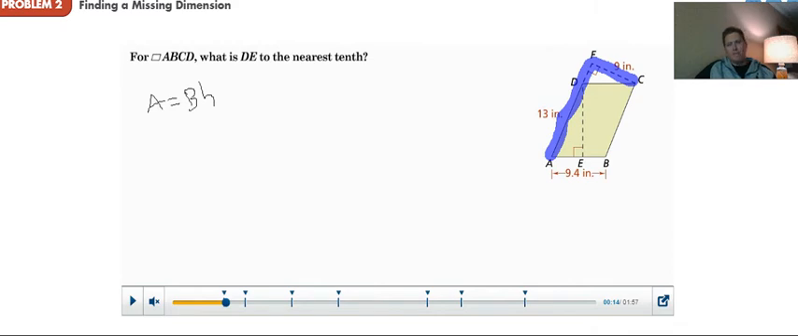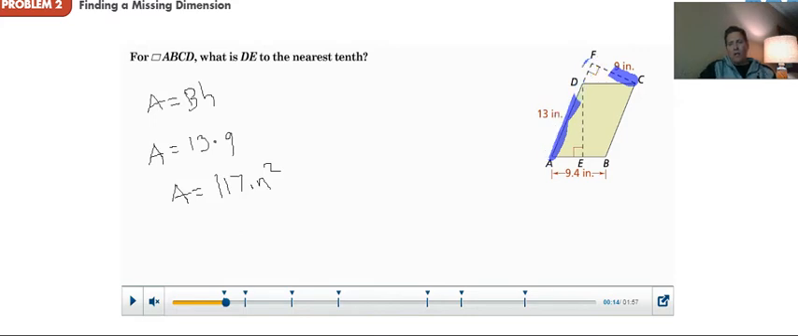So 9 is going to be my base and 13 is my height. So I'm going to take 13 times 9, and so my area for this is going to equal 13 times 9. It's going to equal 117 squared inches. Okay, so we have that, but that's not what the question was asking us. It wanted us to know what is DE in this case.